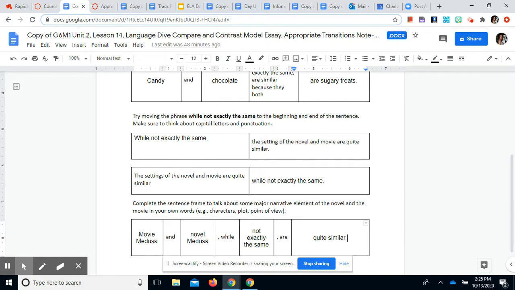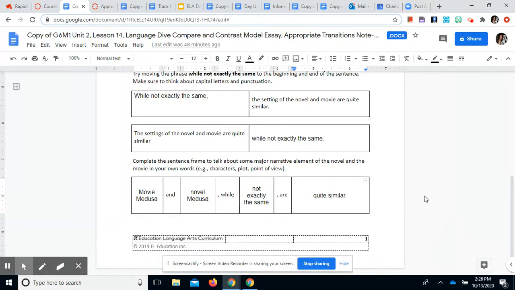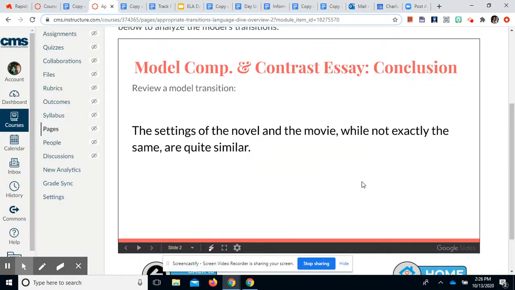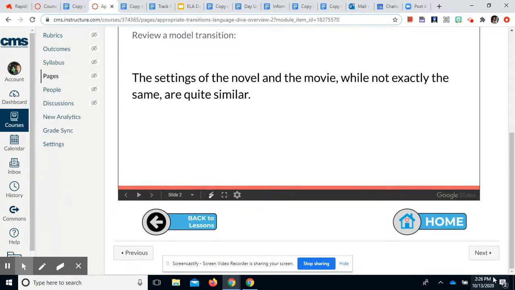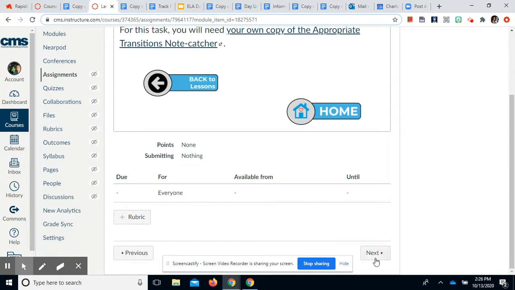And then at the very end, we had to compare two things that are narrative elements of the novel and movie. And so we used the movie version of Medusa and the novel version of Medusa, while not exactly the same, are quite similar. So that's the whole language dive, hence the reason I didn't love it. All right, moving on. So that was the language dive note catcher that I just went through.